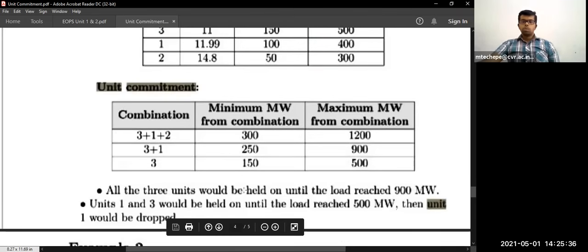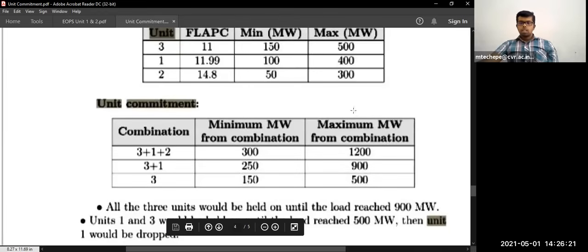So all three units would be held on until the load reached 900 megawatt. Units 1 and 3 would be held on until the load reached 500 megawatt. Then unit 1 would be dropped.